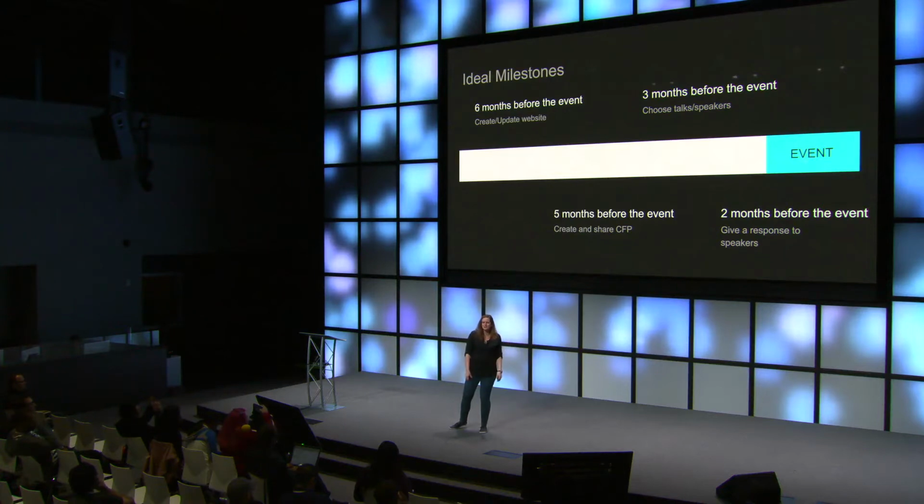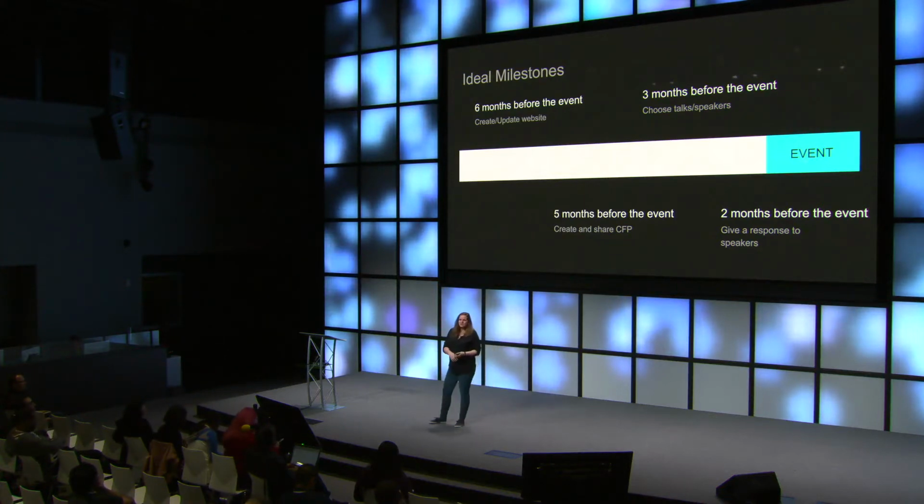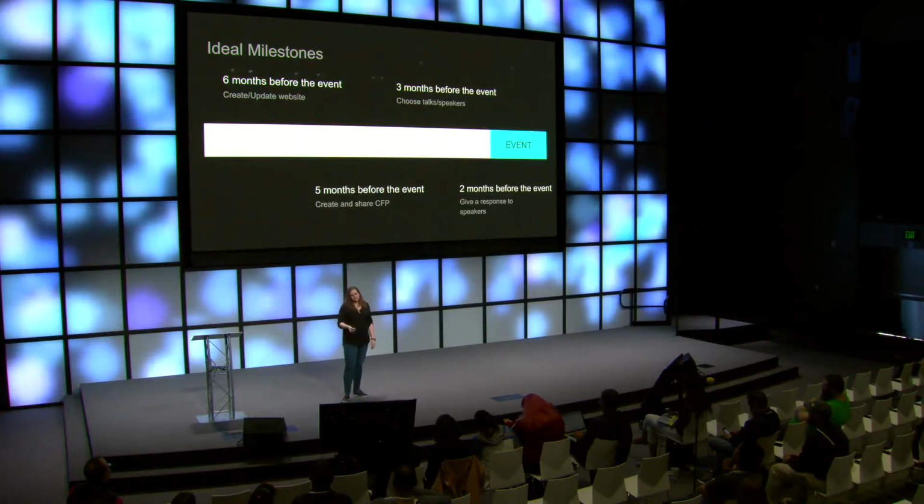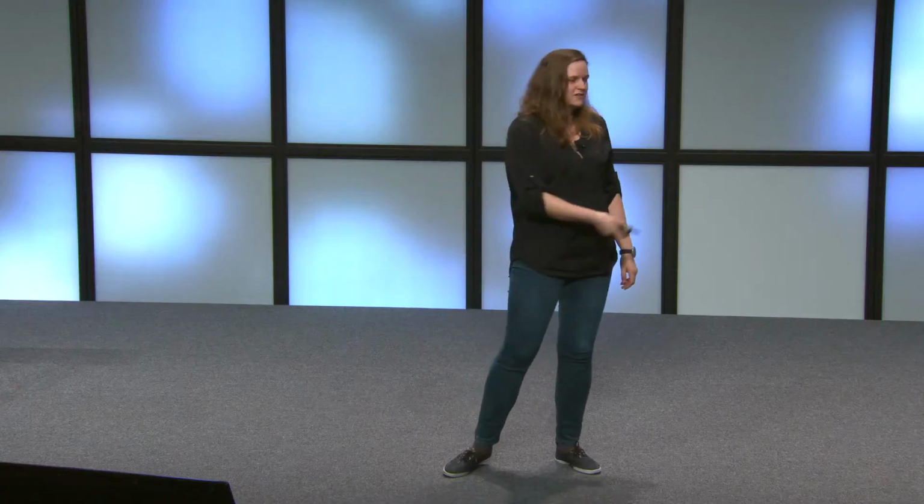So, for a big event, the ideal milestone, and it's never like that, is to start like 6 months before the event, making sure your website is cool, everything is super perfect. 5 months before the event, sharing the CFP so the world knows about your event and they all want to apply because your city is so great and you give them a big representation. 3 months before the event, choosing the speakers so they can adjust their talk and doing things like that. And 2 months before, you give a response to speakers.